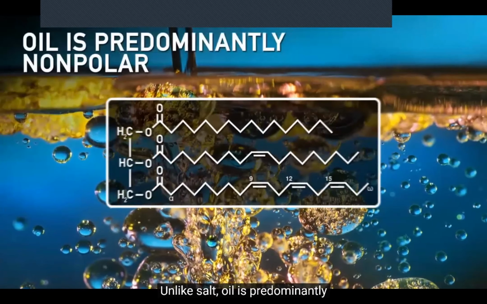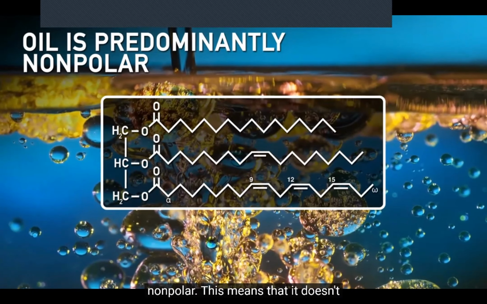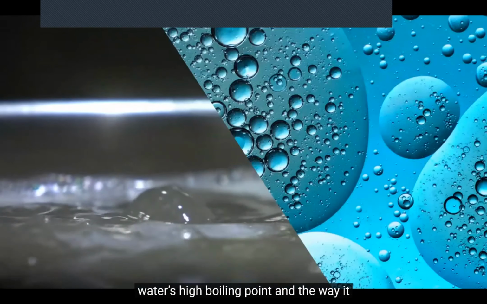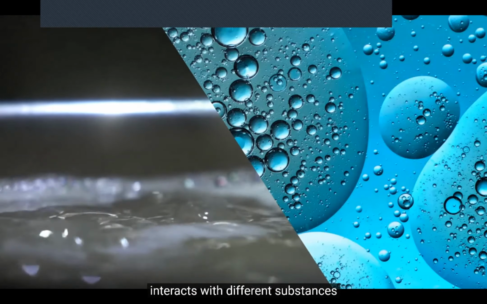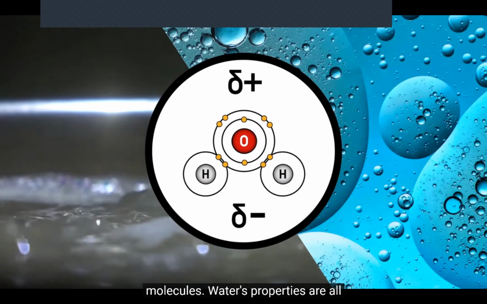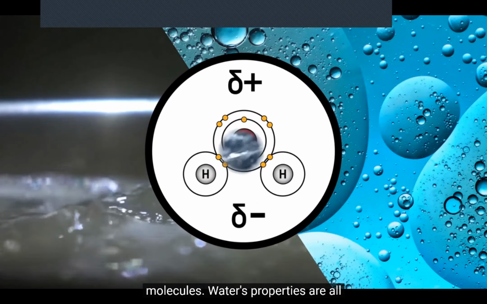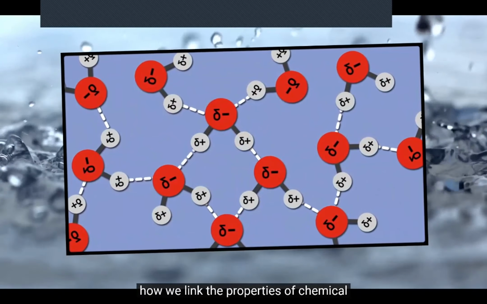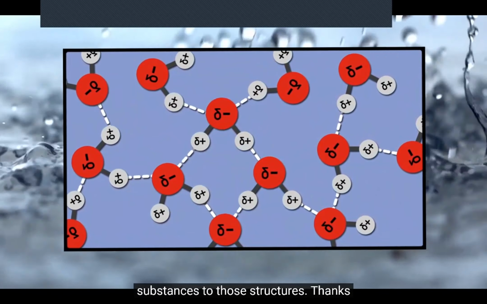Unlike salt, oil is predominantly nonpolar. This means that it doesn't carry any charges, so there's nothing to attract the polar water molecules to it. This is why water and oil do not mix. So, water's high boiling point and the way it interacts with different substances comes down to the polar nature of water molecules. Water's properties are all great examples of what we observe on the macroscopic level being influenced by what goes on at the molecular level and how we link the properties of chemical substances to those structures.